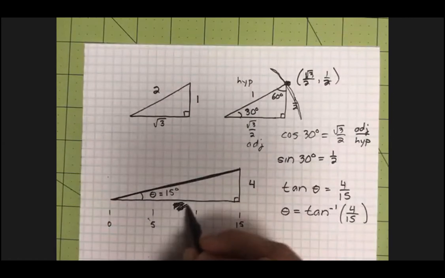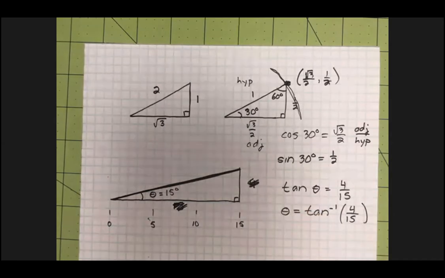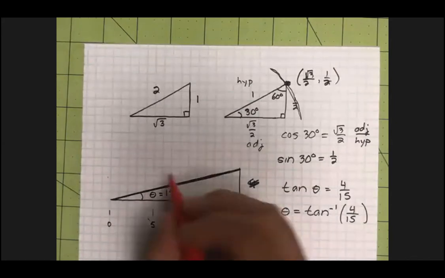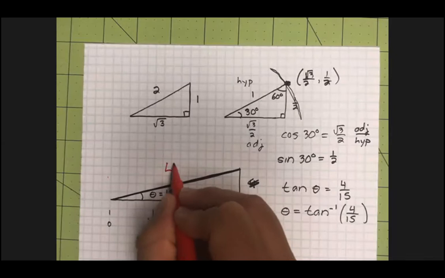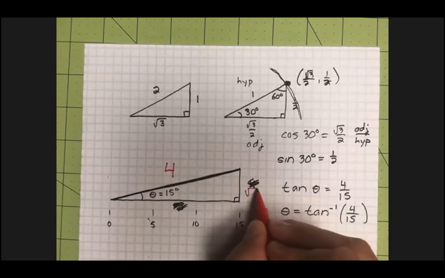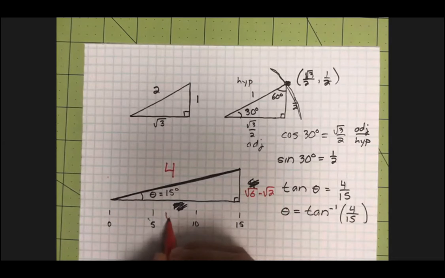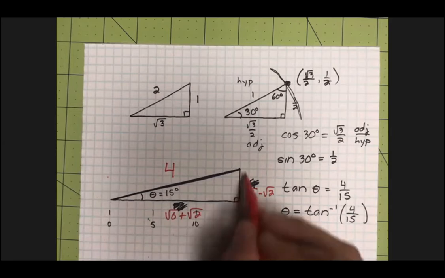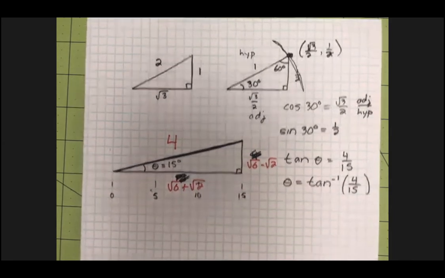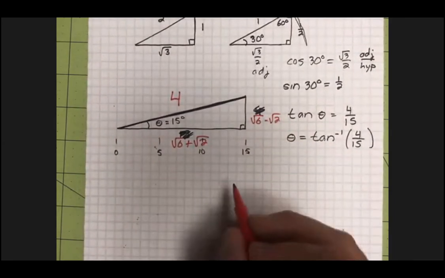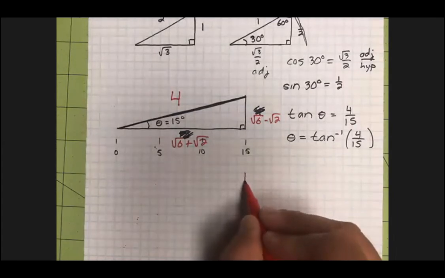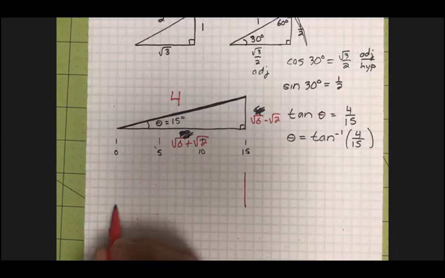Now, when we drew that triangle in our special triangles handout, we thought of that triangle as 4 on this side, √6 minus √2 on this side, and √6 plus √2 on this side. These are the exact measurements of that triangle. But now let's play our little game where we make the hypotenuse 1.